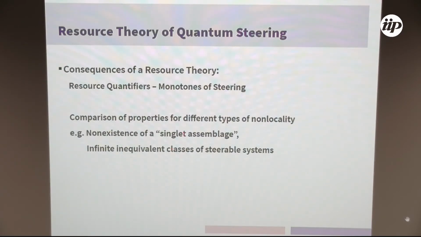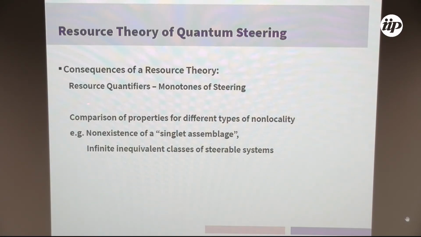So here, the notion is we have a resource theory. This allows us to do certain types of manipulations on the system and to analyze the systems in a certain way. And this provides us with some other tools to analyze the non-locality. In this, one particular tool is the quantifier for the resource, which we can define as functions that do not increase when we perform free operations, and that are null for resourceless states.